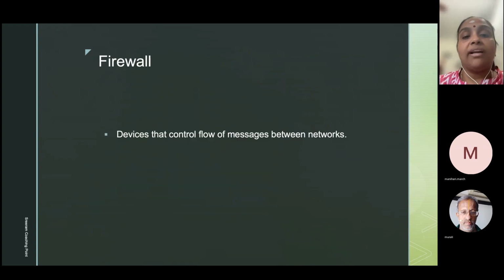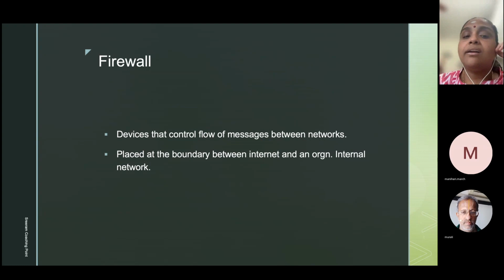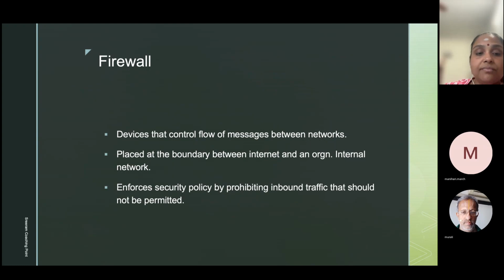Then what is a firewall? In a network, firewall is an important concept. You could find some questions. So basically it controls the flow of messages between networks. It tries to act as a guard before something unauthorized happens or enters. So here it is placed at the boundary between internet and an organization's internal network. So here internal network is a very important keyword. So they could ask you questions like where a firewall is placed. So you need to know it is between internet and the organization's internal network.